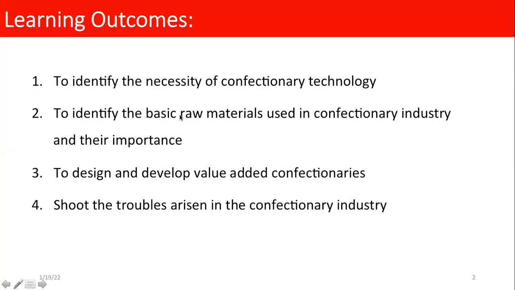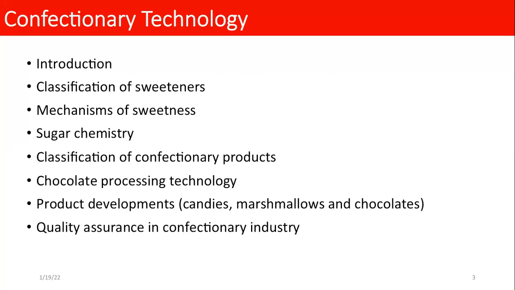These are the learning outcomes of this course module, and the things I'm going to discuss with you throughout these several lectures: introduction and classification of sweeteners. You know, there are different types of sweeteners available: caloric sweeteners and non-caloric sweeteners, artificial sweeteners and natural sweeteners. Nowadays the industry has moved to natural sweeteners. We used some artificial sweeteners 10 or 20 years back, but nowadays we are moving towards natural sweeteners. Non-caloric sweeteners are very important, and you can see in food labels nowadays that we are moving towards non-caloric sweeteners, right?